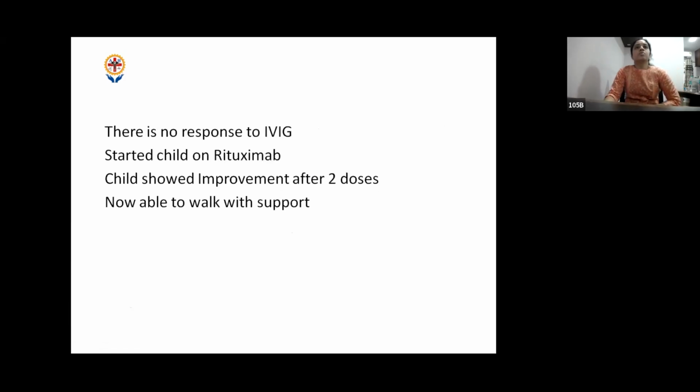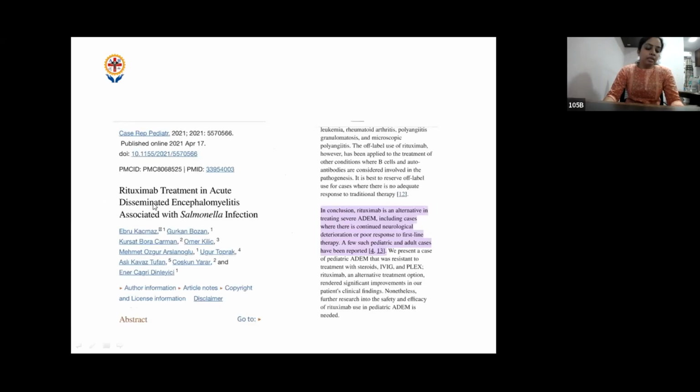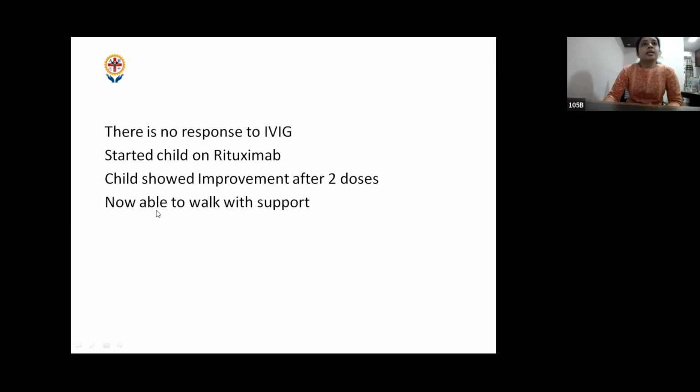So there is no response to IVIG and the child is started on rituximab. The child showed improvement after 2 doses of rituximab, and now the child is able to walk. After 2 doses, he is able to walk with support, and now he is able to walk without support.